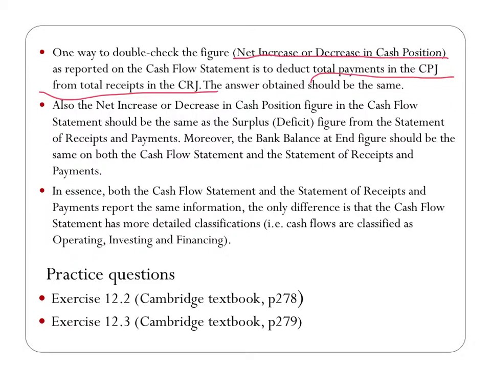Why? Because in essence, both the cash flow statement and the statement of receipts and payments report exactly the same information. The only difference is that the cash flow statement has more detailed classifications, and it classifies cash flows according to operating, investing, and financing. But both statements include the exact same cash inflows and outflows.